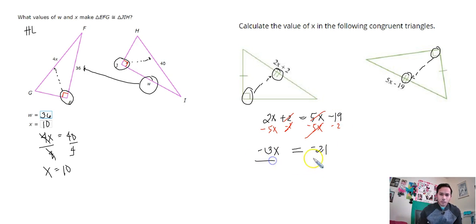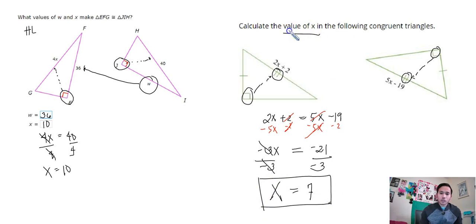And then you divide this one by negative 3, negative 3. Therefore, the value of x is equal to 7. So it's positive 7. So we have already answered what's the value of x. So you go to the question. It says, what's the value of x in the following congruent triangle? So the value of x must be 7, right?